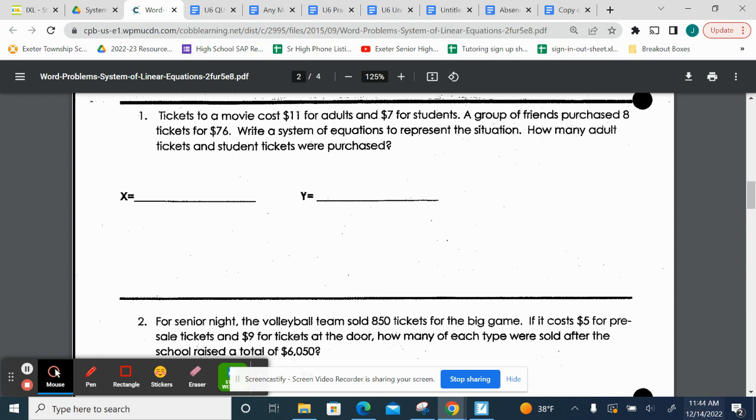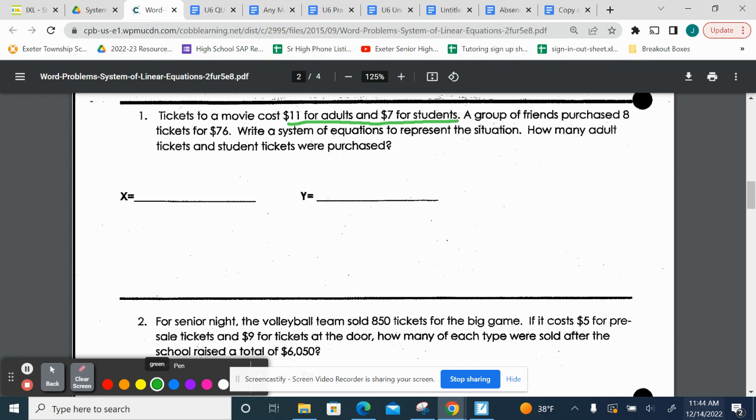Tickets to a movie cost $11 for adults, $7 for students. I mean, right there's some info. Maybe we should underline that. It's money. And so obviously we know this is going to be systems. Now we'll have to work on how to identify a problem that involves systems when we don't know. But for now we know it's systems.